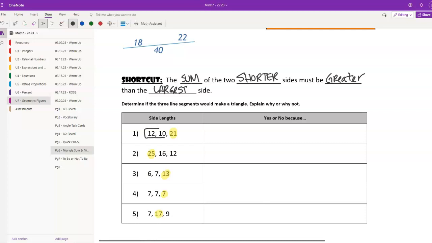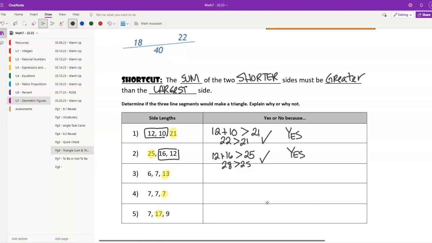So I need to add these two values together. Is 12 plus 10 greater than 21? Well, I get 22 is greater than 21. That's true. So yes, we can make a triangle from those side lengths. All right, in the next example, I'm going to add these two. 12 plus 16. Is that greater than the longest side, which is 25? And here I get 28 is greater than 25. That is true. So yes, I can make a triangle if I had different lengths like that.